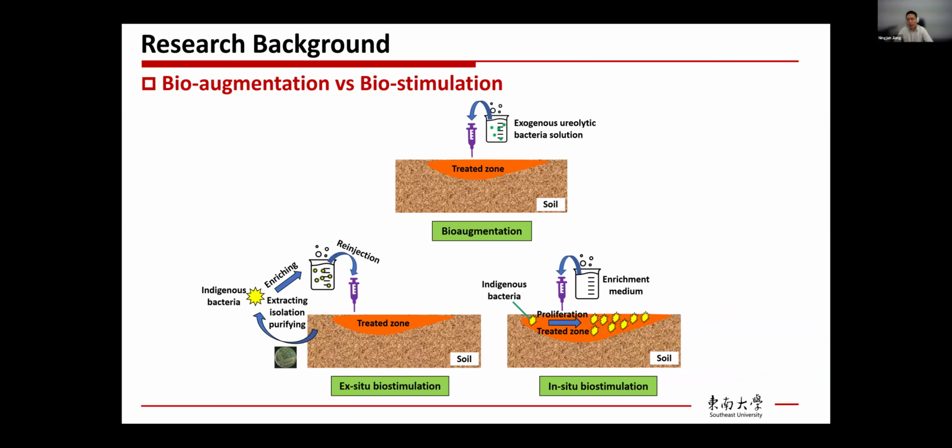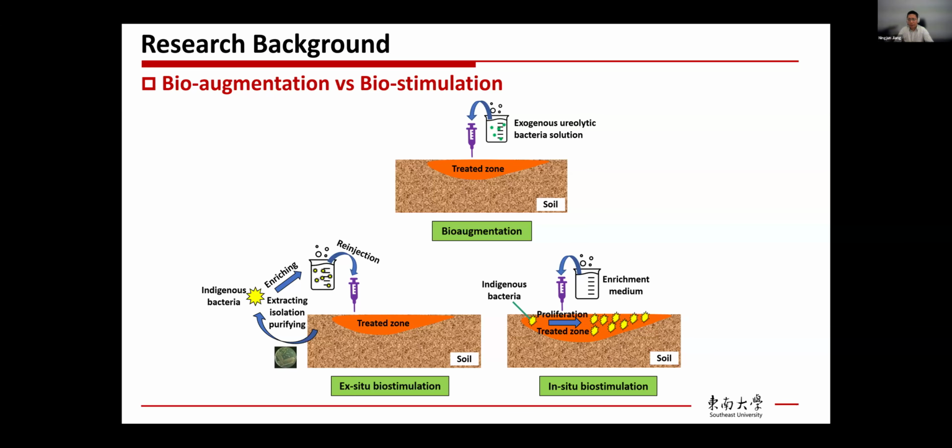Okay, so next I would like to briefly talk about the strategies to implement MICP. Here, as you can see, there are three primary methods. The first one is bioaugmentation. In this method, the bacteria come from the lab, right? Usually we purchase some kind of standard ureolytic bacteria, then we cultivate it in the laboratory. When it reaches a certain concentration, we can inject the cultivated bacteria into the ground.